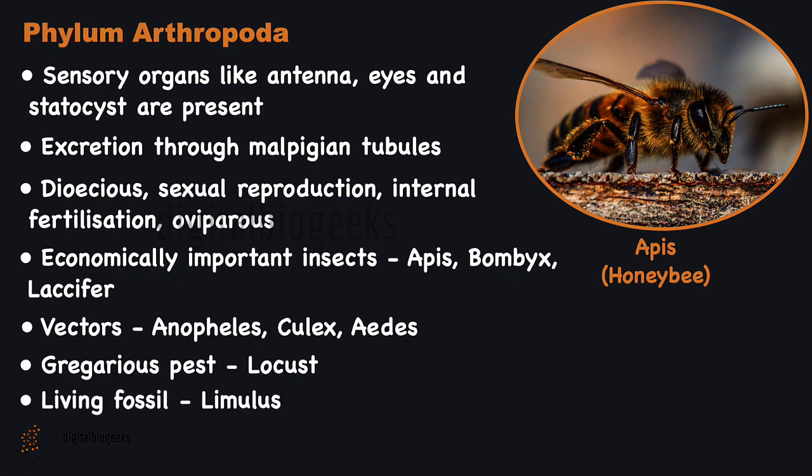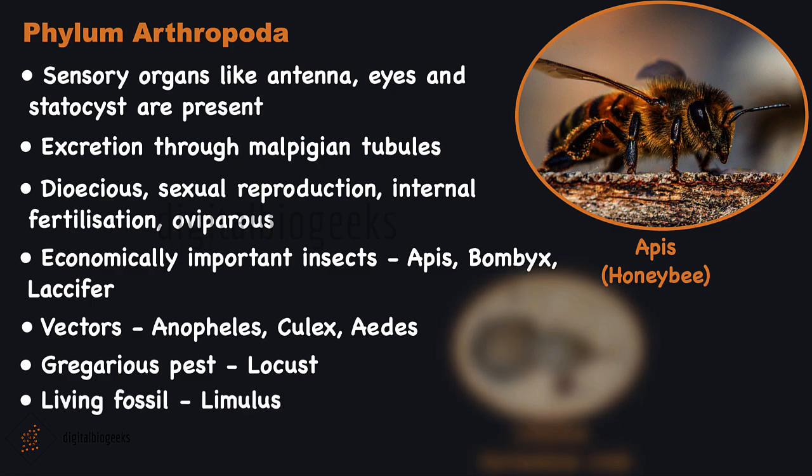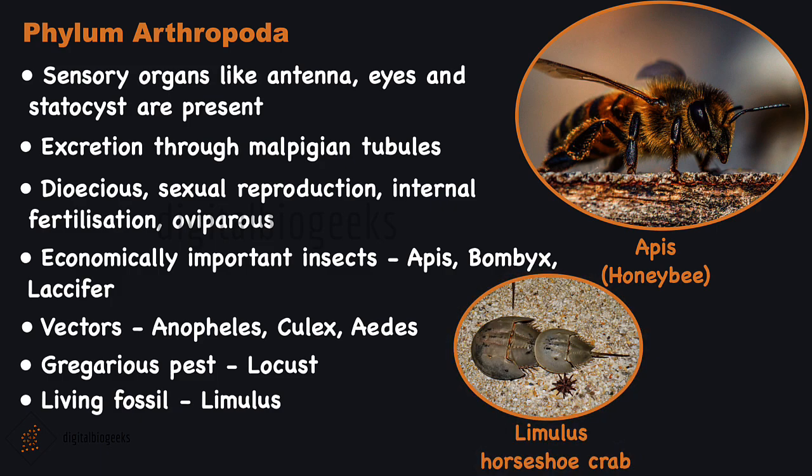Living fossil is Limulus or horseshoe crab. This is known as living fossil because it remained unchanged for over 450 million years, with fossil evidences showing that it has retained its body's structure from ancient times. It means it survived multiple extinctions, including that of dinosaur.